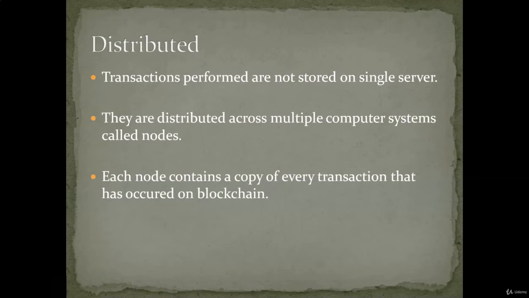Distributed. So what's a distributed ledger? Transactions performed are not stored on any single server or any single entity. They are distributed across multiple computer systems called nodes. Each node contains a copy of every transaction that has ever occurred on the blockchain. Every copy of data on each node is updated regularly whenever a transaction occurs on the network.